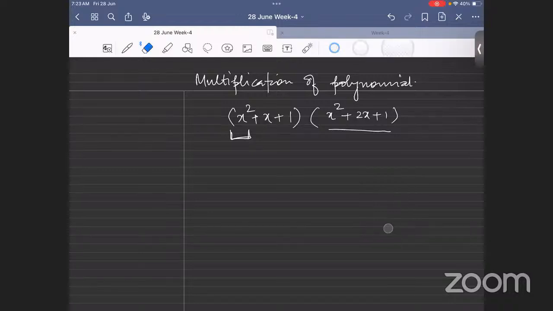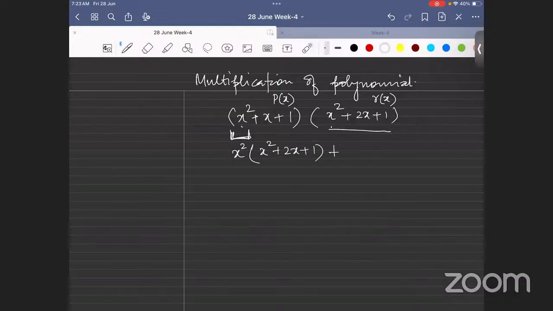But for multiplication, you can multiply each term of one polynomial with each term of the other polynomial. So for this equation, let's say this is px and this is rx. In addition, you just add the coefficients of this x square and this x square. But here for the multiplication, you will be multiplying x square to each term: x square plus 2x plus 1.